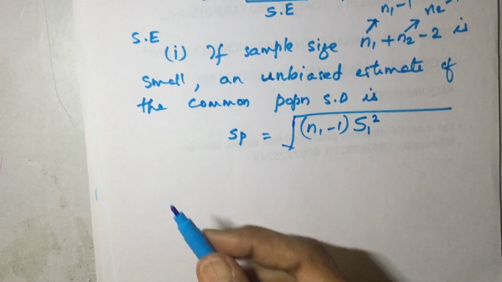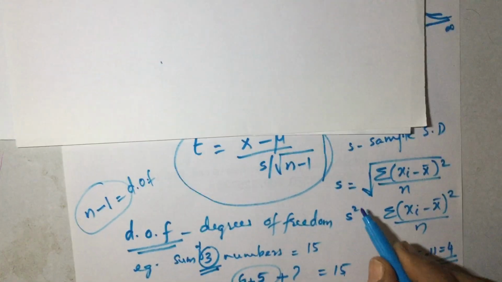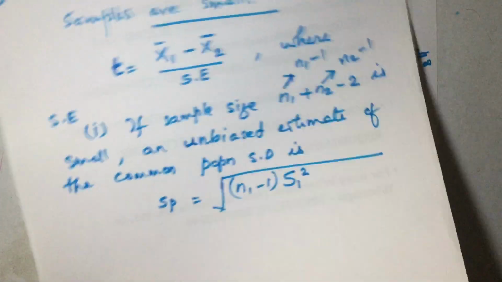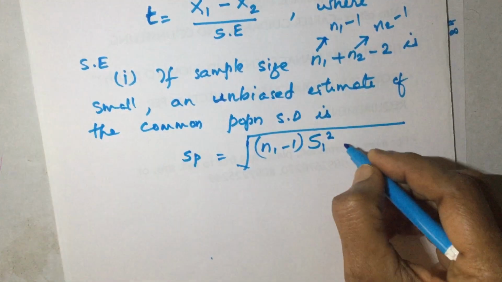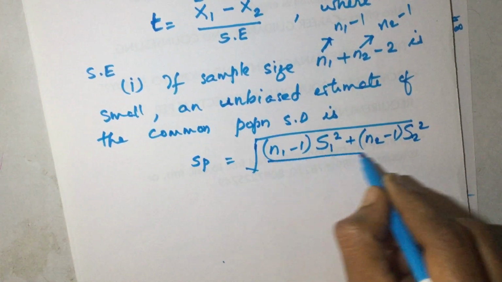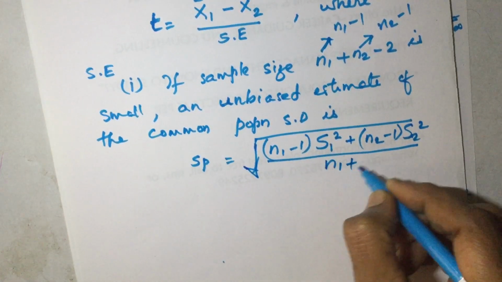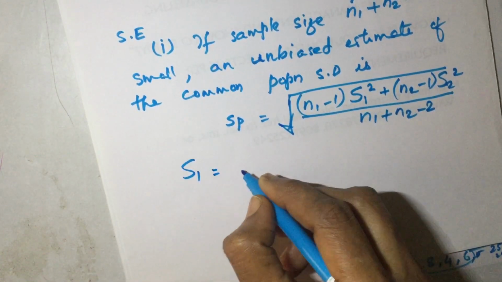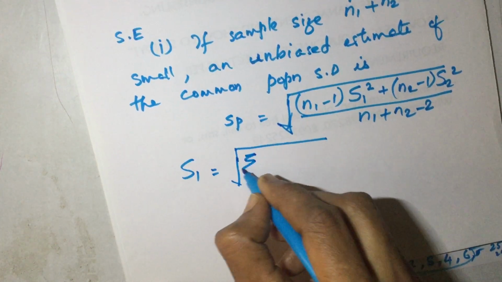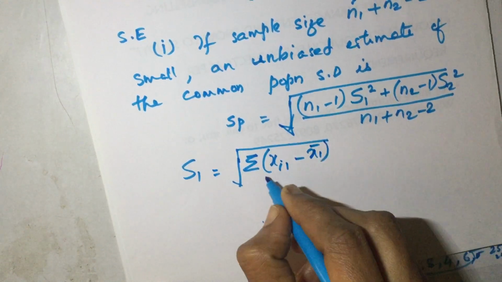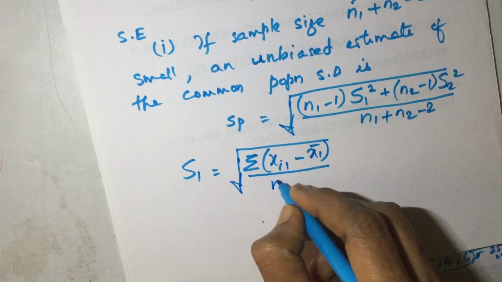This S1 square and the S1 we used earlier, both are different. Okay, this is sample standard deviation, and this S which we use now is different. So I'll tell you what it is. Plus this is n2 minus 1 into S2 square divided by n1 plus n2 minus 2, where capital S1 is under root of summation xi1 minus x1 bar divided by n1 minus 1.